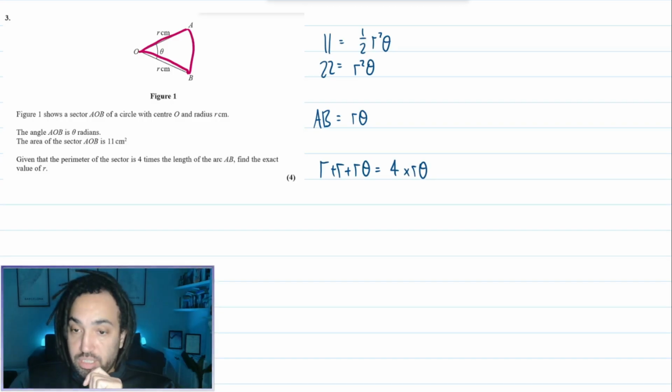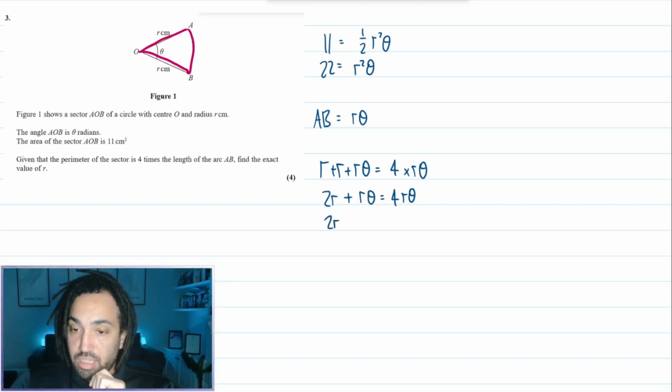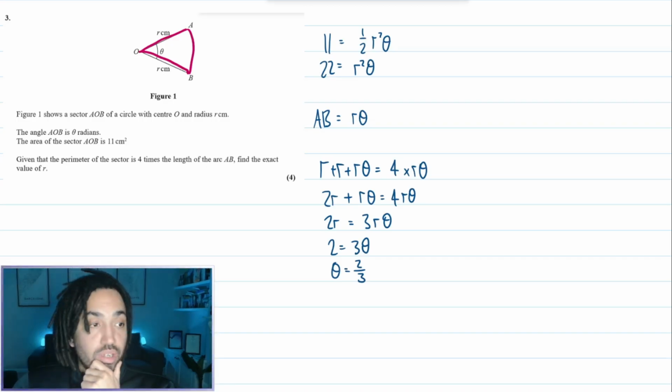So this gives us 2R plus Rθ is equal to 4Rθ. Subtracting Rθ from both sides gives me 3Rθ on that side. And then dividing through by R gives me 2 is equal to 3θ, which means that θ is equal to 2/3. Okay, great.